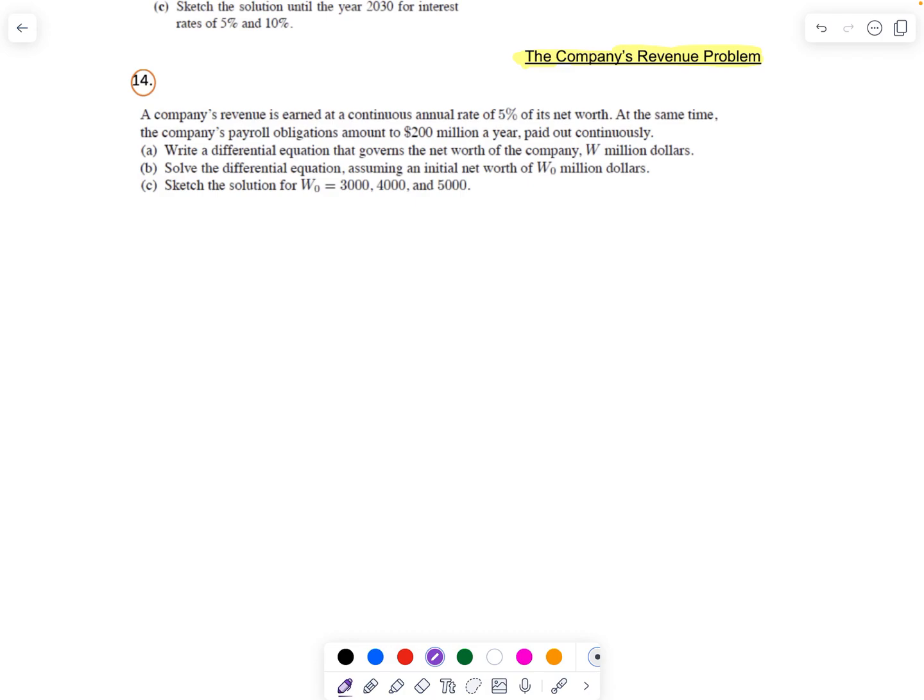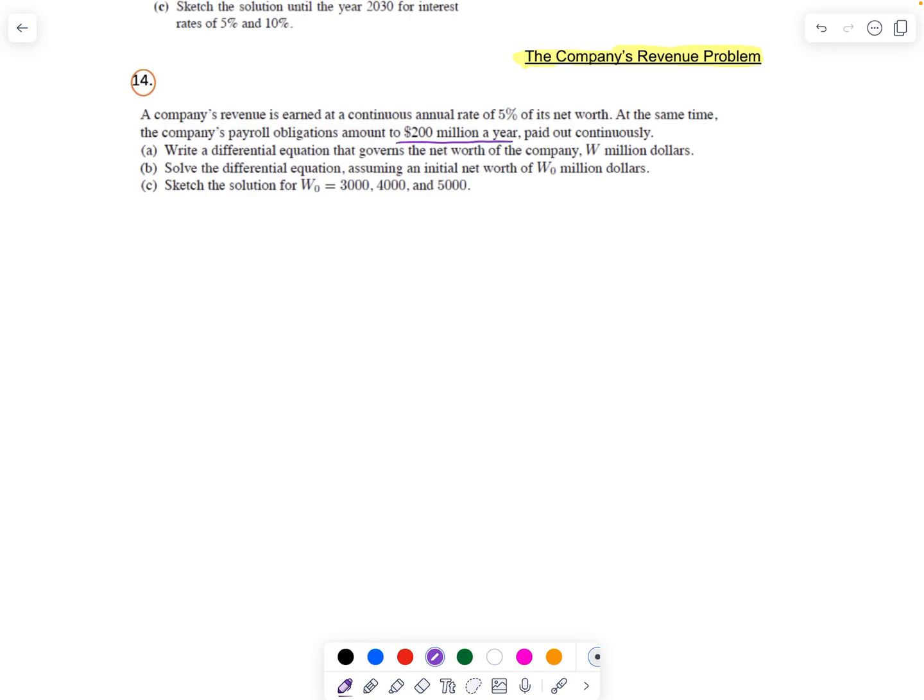Here is the story. This is a differential equation application problem, and we know that a company's revenue is earned at a continuous annual rate of 5% of its net worth. At the same time, payroll obligations amount to $200 million a year paid out continuously.